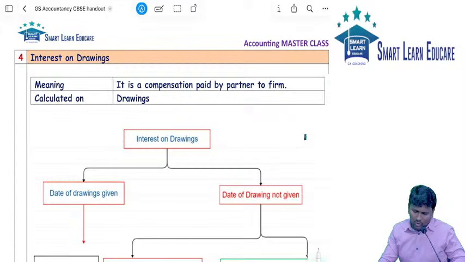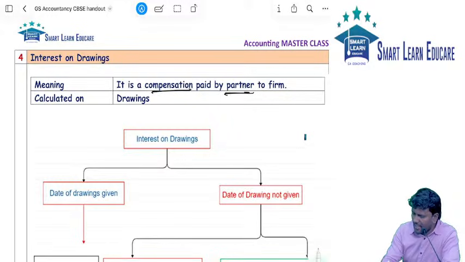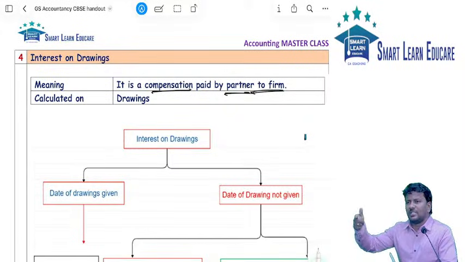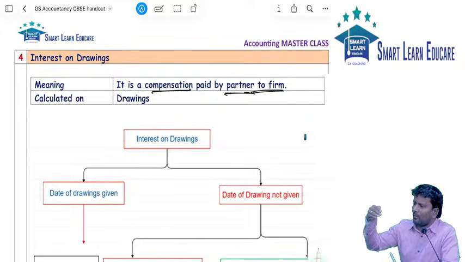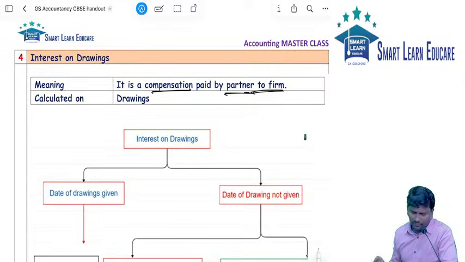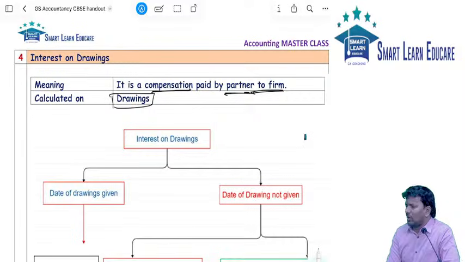Interest on drawings. What is interest on drawings? It is a compensation paid by partner to firm. It is a compensation paid by what? Partner to firm. Interest on capital is the compensation paid by firm to partner; interest on drawings is the reverse. It should be calculated on drawings.